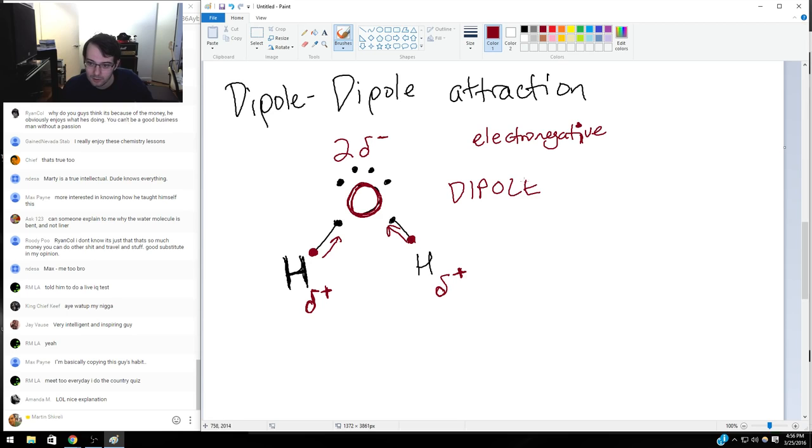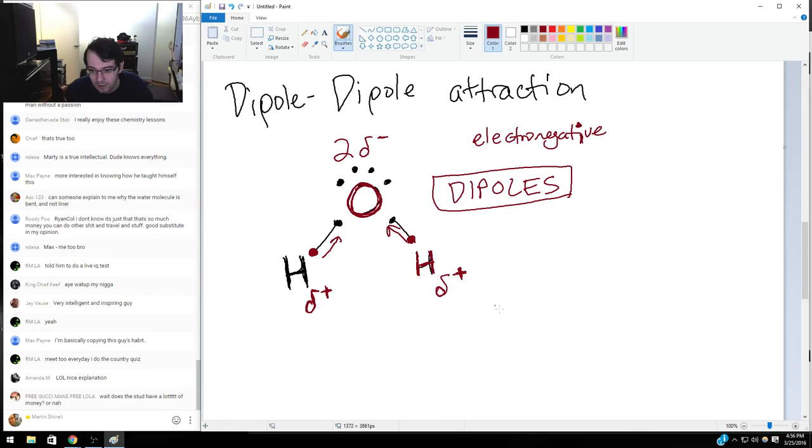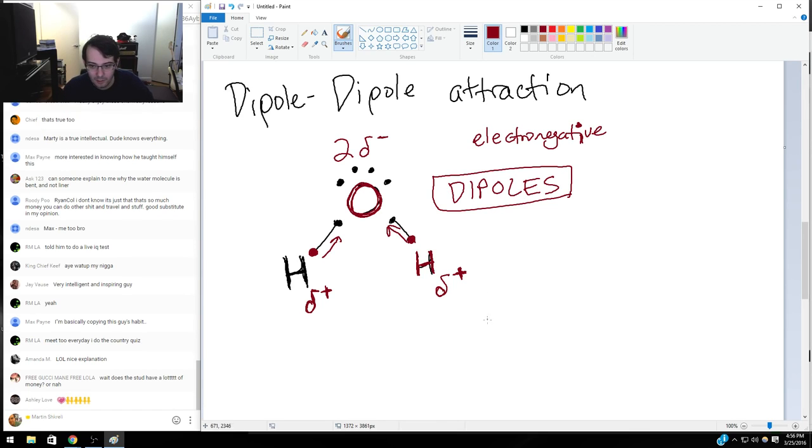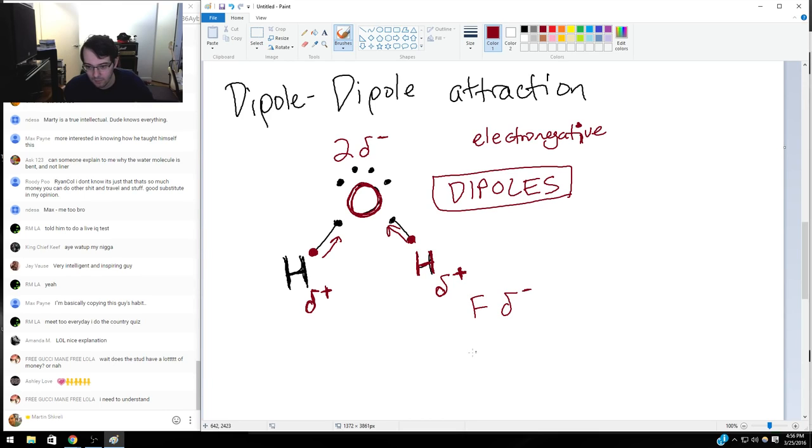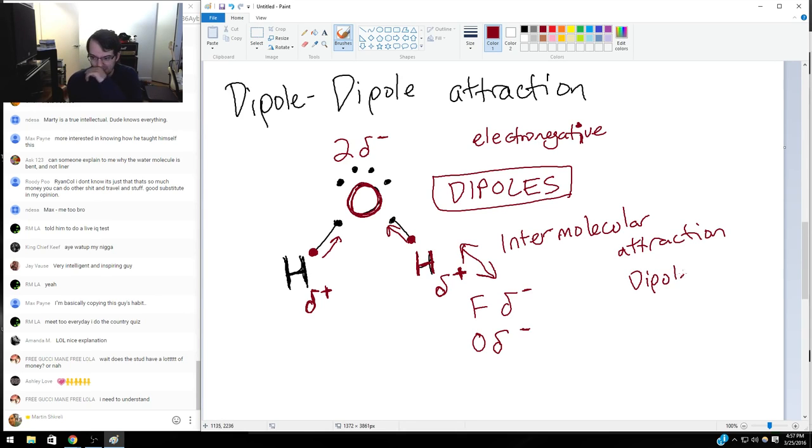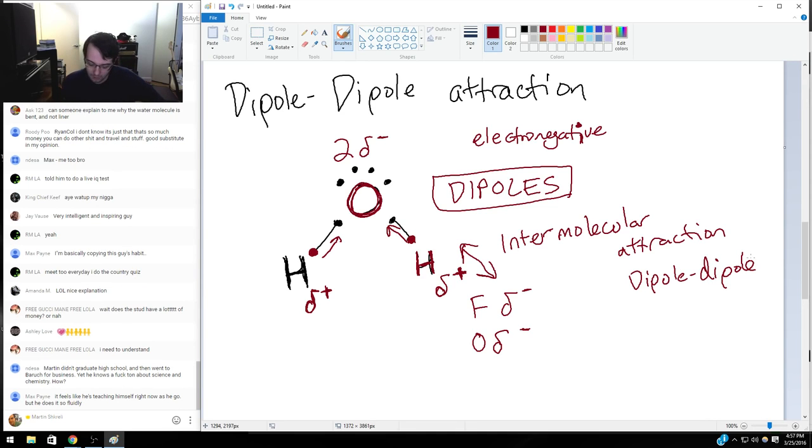These are now dipoles, and these dipoles have their own attraction. So this is now positively charged hydrogen, in a sense. It's kind of got this partial charge. And so what that means is it can attract a negatively charged dipole. That could be something like a fluorine that's got a negative charge, or an oxygen that's got a negative charge. It could be any of the above, right? The point is that there's this intermolecular attraction between the molecules. And that's a dipole-dipole interaction, or dipole-dipole attraction.